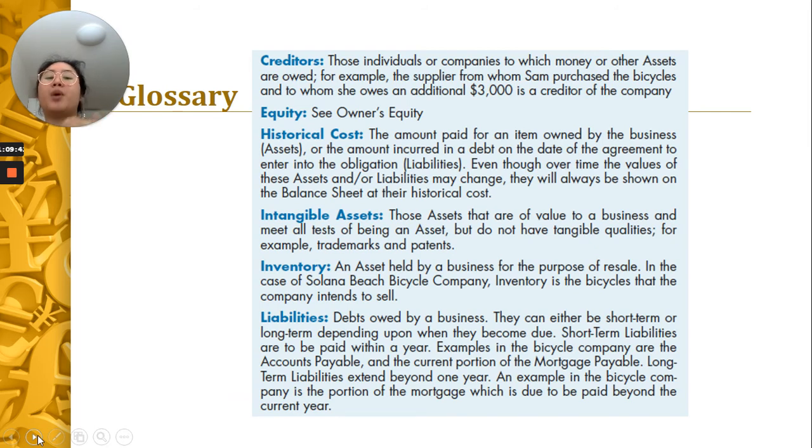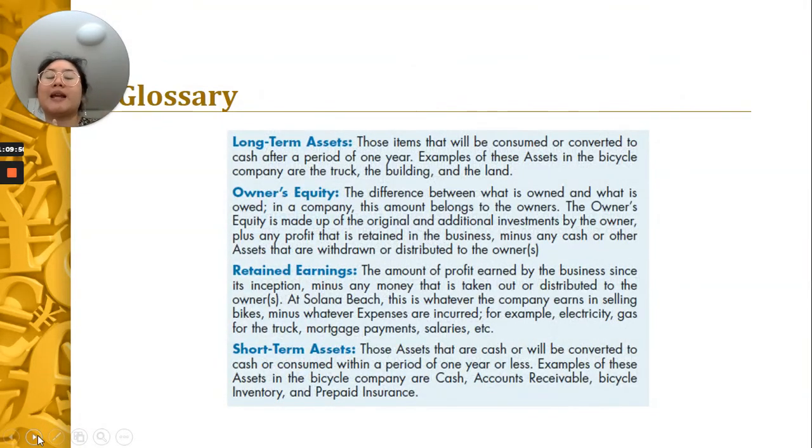The debt owed by the business. They can be either short term or long term, depending upon when they become due. Okay, this one is liability. And the asset can be short term and long term. So I start with the last one.